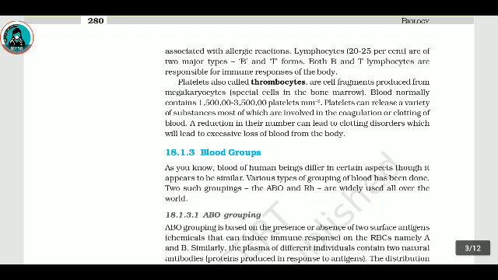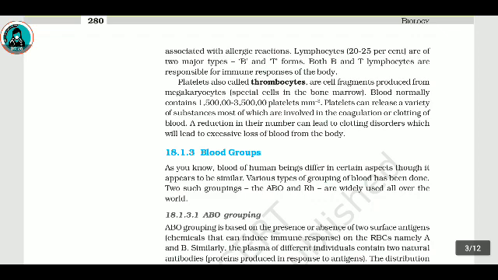Platelets, also called thrombocytes, are cell fragments produced from the megakaryocyte, a special cell in the bone marrow. Blood normally contains 1,50,000 to 3,50,000 platelets per cubic millimeter. Platelets can release a variety of substances, most of which are involved in the coagulation or clotting of blood. A reduction in their number can lead to clotting disorders, which will lead to excessive loss of blood from the body.